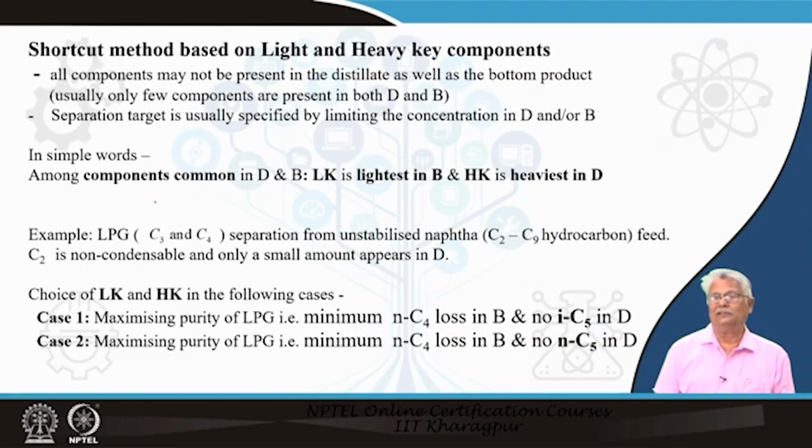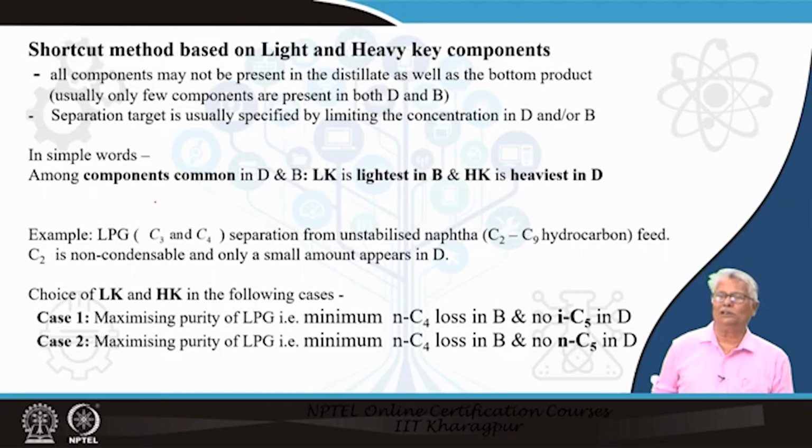To start with, in a formal way, we understand and appreciate that all components may not be present in the distillate as well as the bottom product, that we have seen already. Usually, only a few are common. The separation target is specified by limiting the concentration in D or in B, or in both at times. In simple words, among the components common in D and B, the light key is the lightest in B and the heavy key is the heaviest in the distillate.